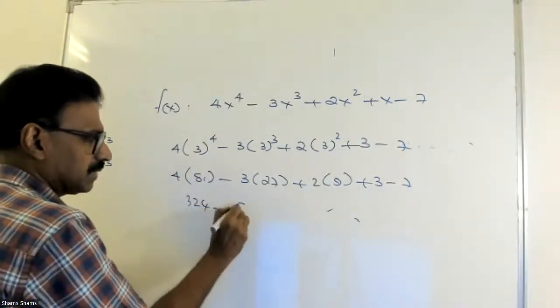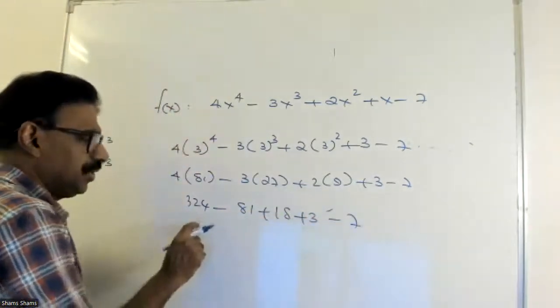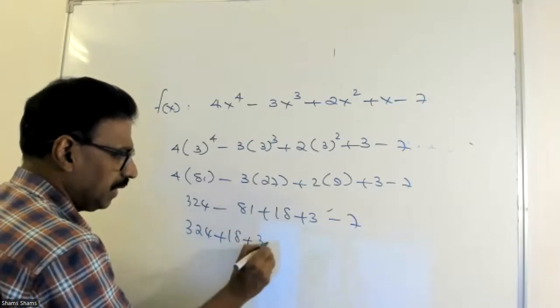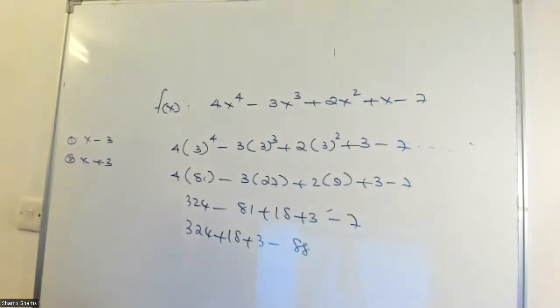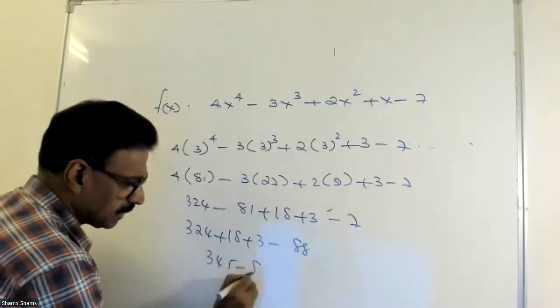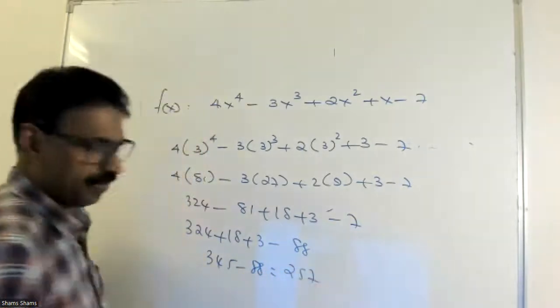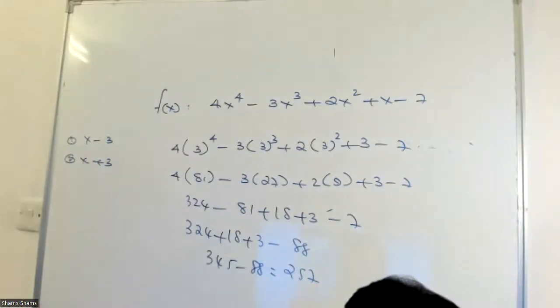324 minus 81 plus 18 plus 3 minus 7. 324 plus 18 plus 3 minus 88. Okay, how much is this? 355 minus 88, answer 257. Okay, correct it now. Who all made mistakes? Don't just copy. Try to understand this one, okay?